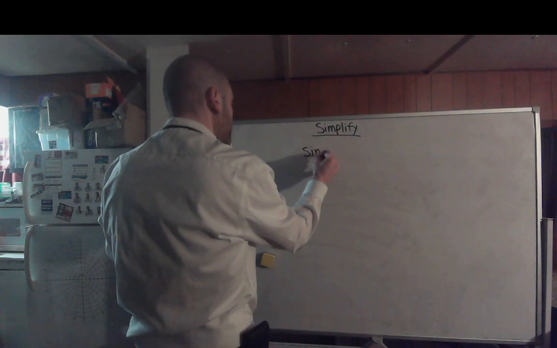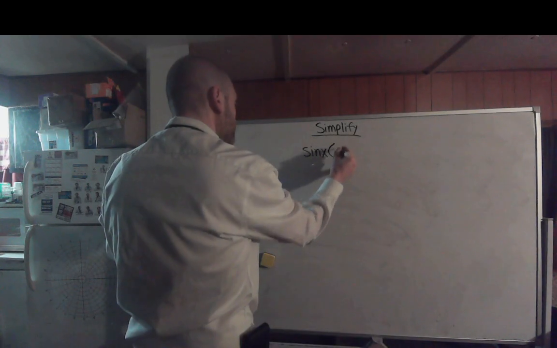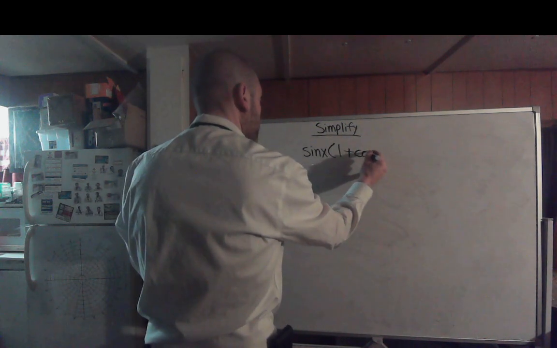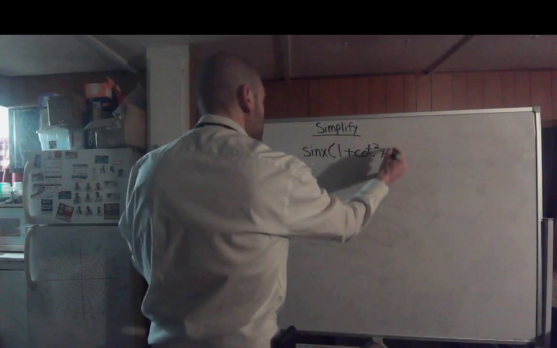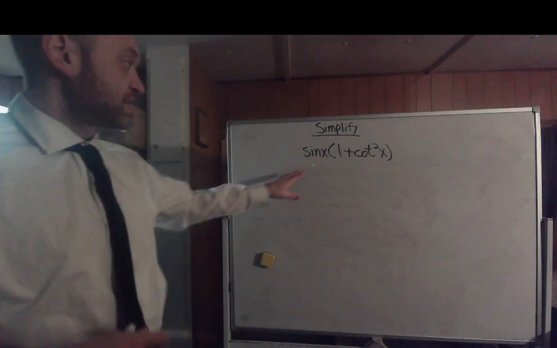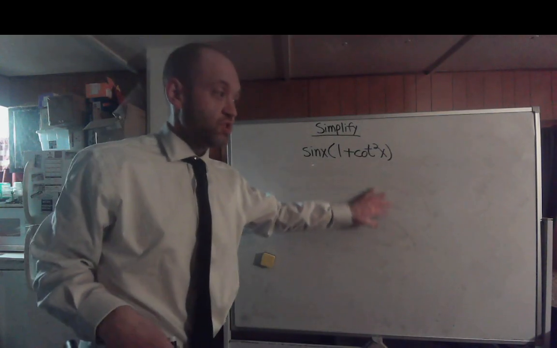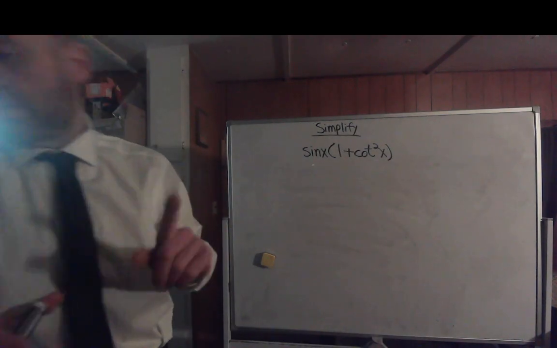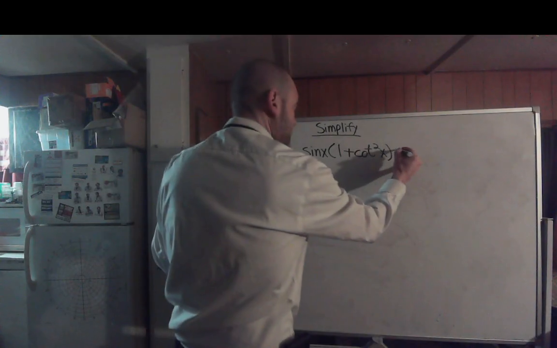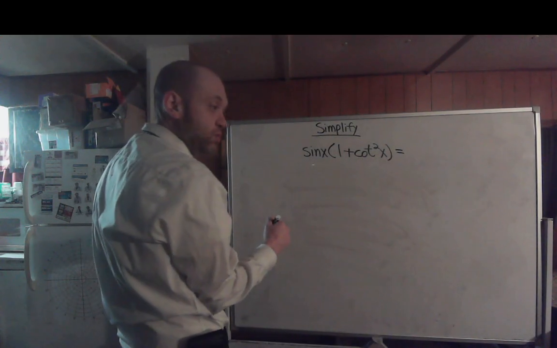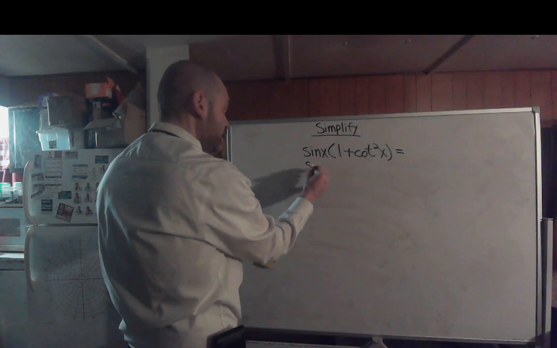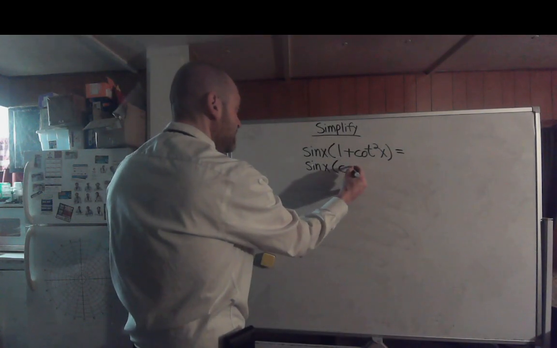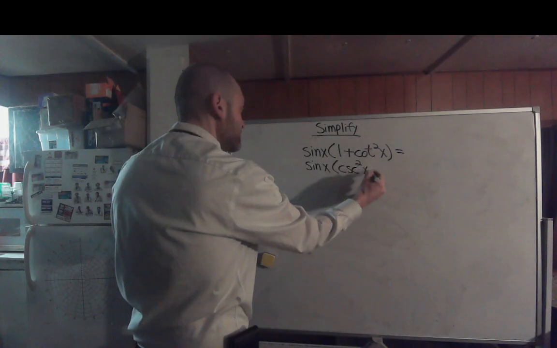Alright, the sine of x times the quantity of 1 plus the cotangent squared of x. And some of you are probably thinking, well, why don't we distribute this? There's an even better way. What is that identity for 1 plus cotangent squared of x? It's just simply cosecant squared of x, right? So this will turn into sine of x times the cosecant squared of x.